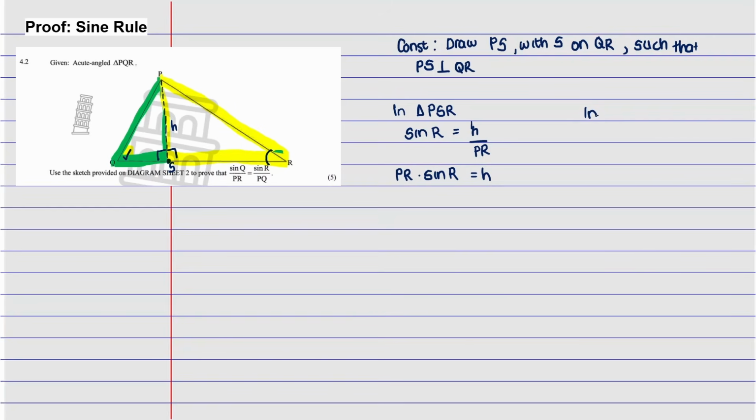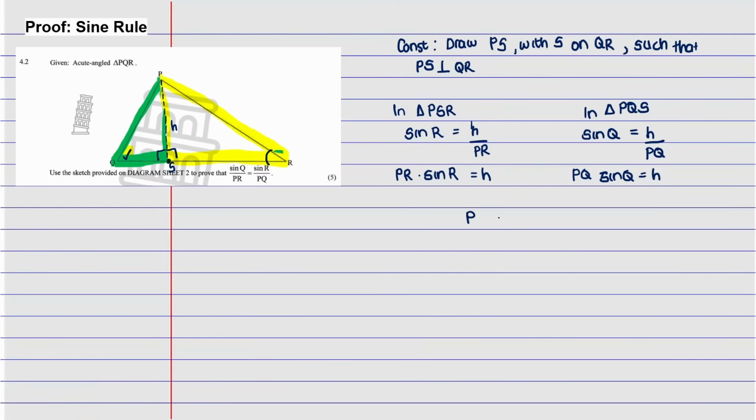Then we're going to say in triangle, which is the green one, in triangle PQS, we know that sine Q is equal to opposite, which is H, divided by the hypotenuse, which in our case is PQ. So make H the subject: PQ sine Q is equal to H. Do you see the fact that both are equal to H? So I'm going to equate them together.